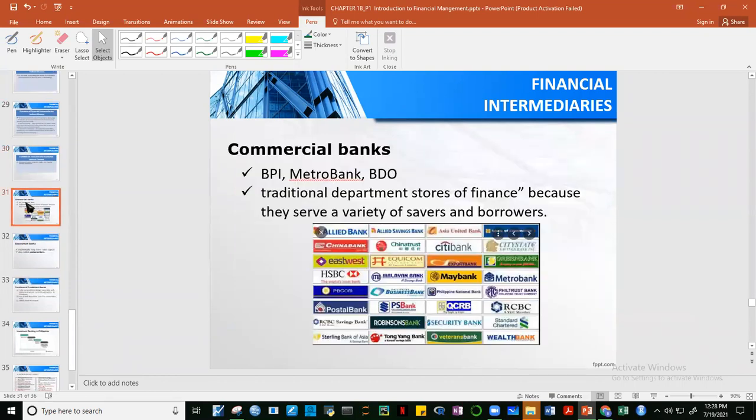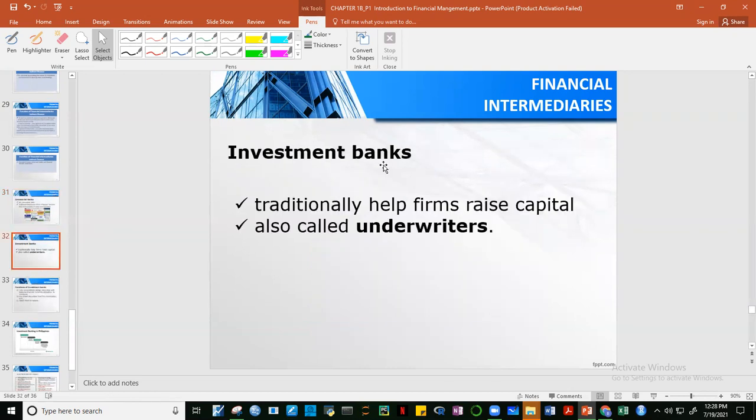Okay. Example lang, guys. So sa atin, financial intermediaries, commercial banks, BPI, Metrobank, BDO. Okay. So sila yung tinatawag na traditional department stores of finance, kasi they serve a variety of savers and borrowers. Okay. So investment banks naman, as I said, they help companies raise capital. And they're called underwriters. Okay? Underwriters sila, kasi sila yung nag-underwrite ng security, whether it's a bond or IPO, for the firm.